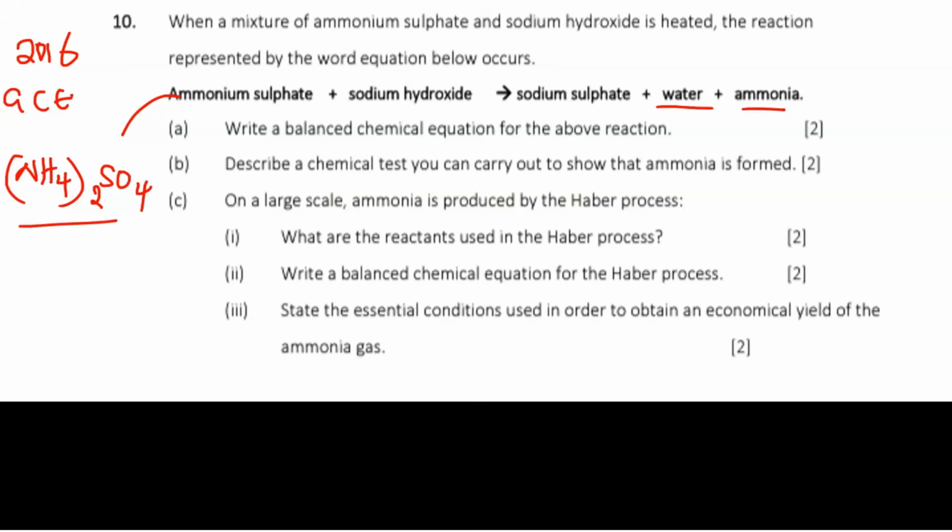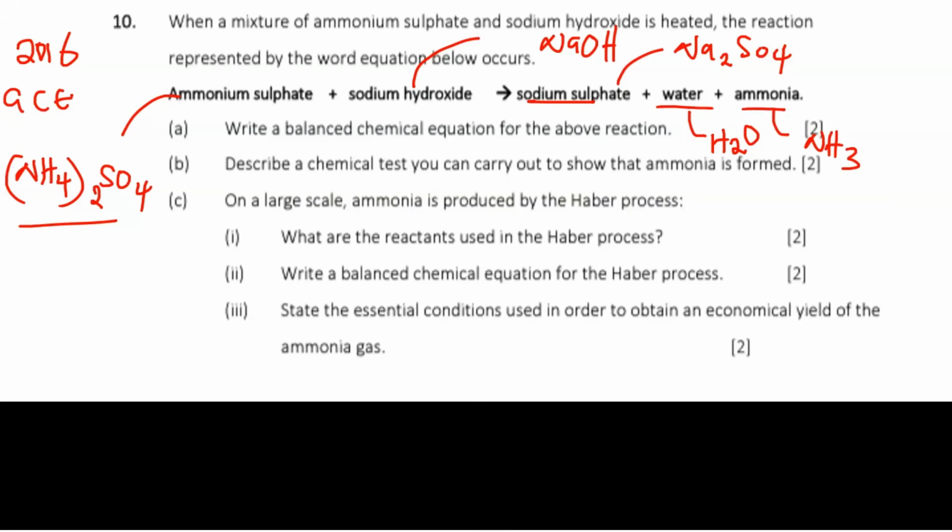So this is ammonium sulfate, and of course we also have sodium hydroxide. How is sodium hydroxide written? Sodium hydroxide is presented like this. And of course what is produced here is also very important to know the chemical formula for, sodium sulfate. Sodium sulfate is written as this. Now we have water, which is the simplest one, H2O, and ammonia, which is NH3. So these are the ones that you need to write the equation.